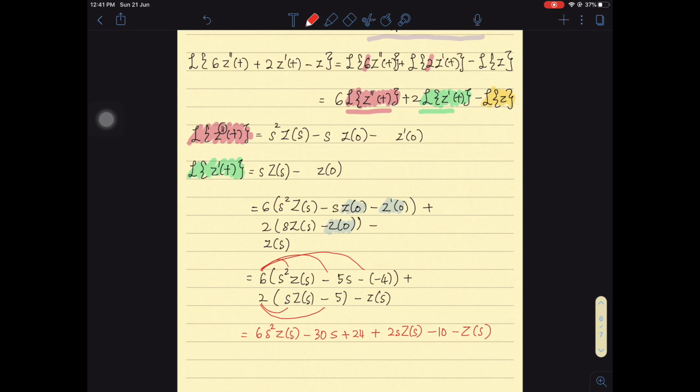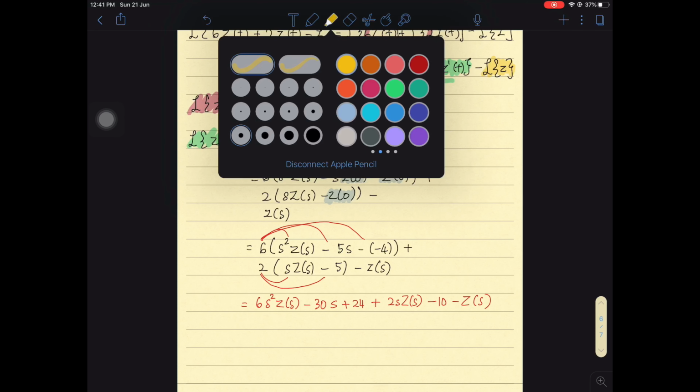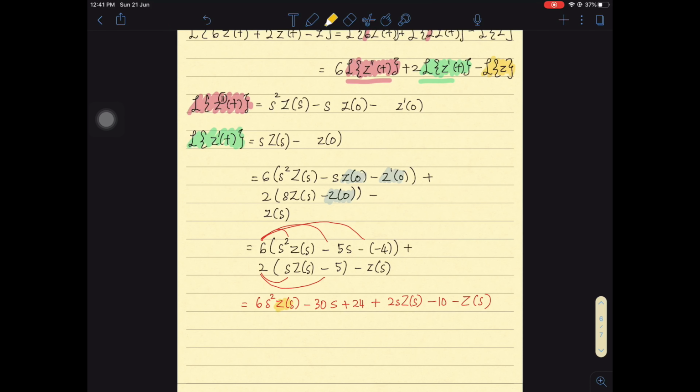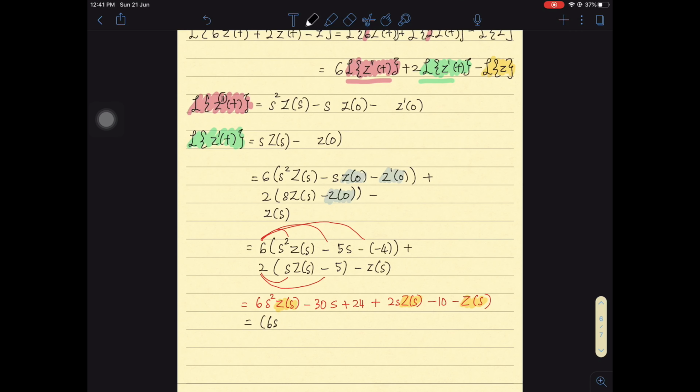Okay, so now it is a matter of simplifying our equation here. You have to collect the same terms. You have zs here and zs here as well as this one. So what you will have in your bracket is 6s squared plus 2s minus 1, with zs outside of the bracket. Then you have minus 30s here, plus 24 minus 10 is plus 14. So this one is the Laplace transformation of your equation.